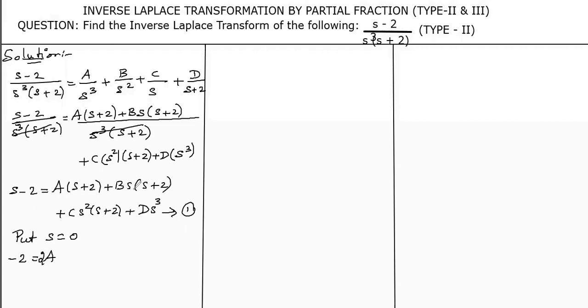See, b is having s times s plus 2. So here when you apply s equals 0, 0 times any value will become 0. So b will become 0. So nothing will be there with this b. So I'm going to write like this. And see here, c s square is there. So when you apply 0 here, the same thing happens to c. So c will also become 0. Similarly, d will also become 0.